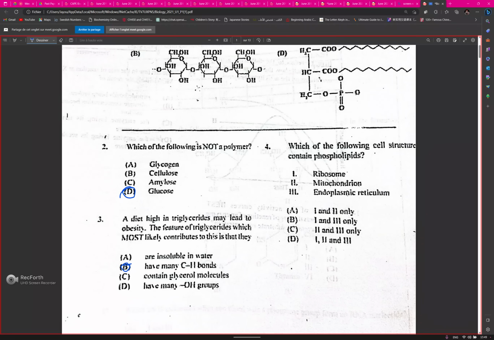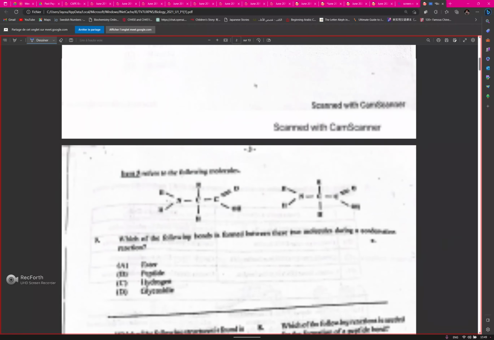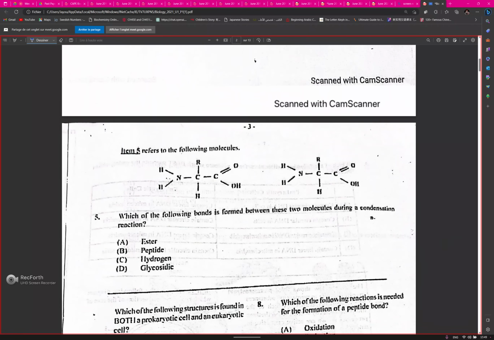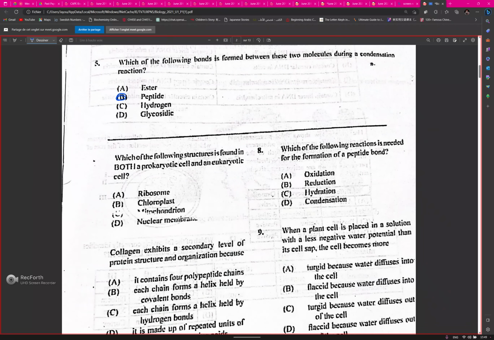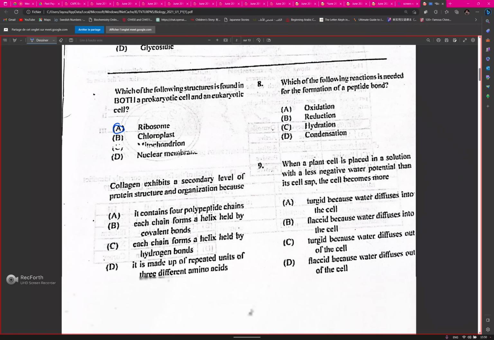Beautiful. Which of the following cell structures contains phospholipids? C, 2 and 3 only. Ribosomes can't really. Which of the following bonds is formed between these two molecules during a condensation reaction? B, peptide. Which of the following structures is found in both a prokaryotic and a eukaryotic cell? A, ribosome. Beautiful.